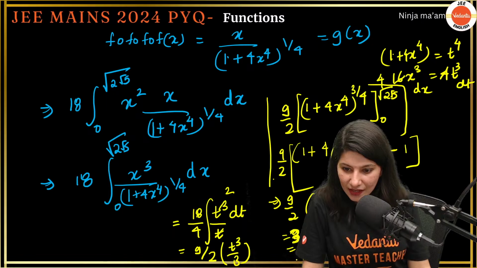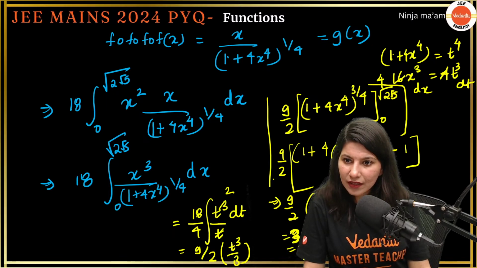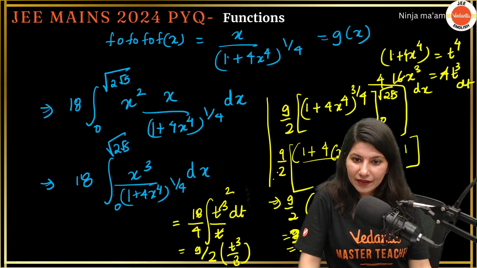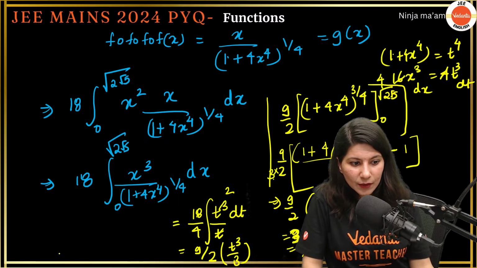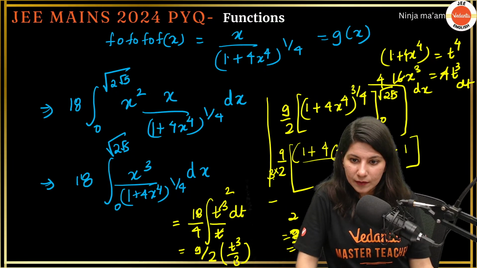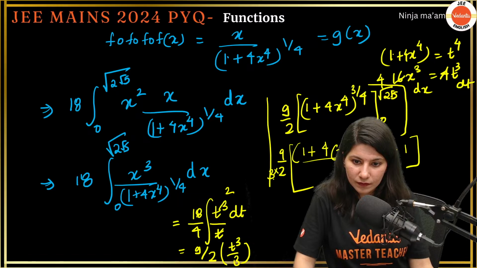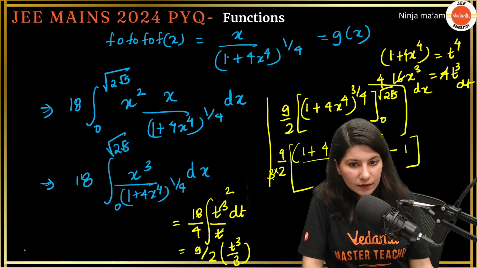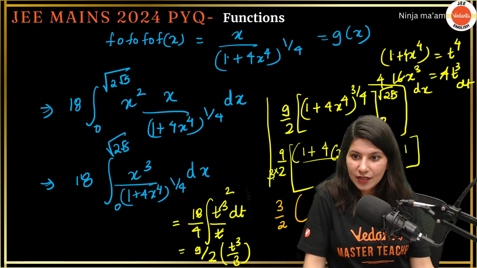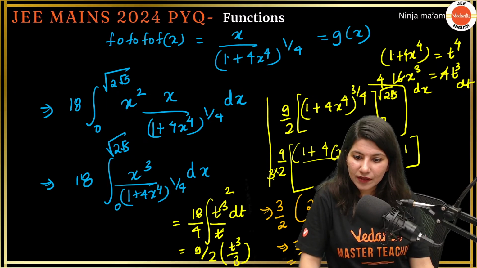Yes, I didn't forget by 3. Oh yes, by 3. So this will become by 3. Hold on. By 3, right? So this is 3 by 2, and this is going to be 27. 27 minus 1, 26. So this is finally going to be 3 into 13. That is going to be 39.